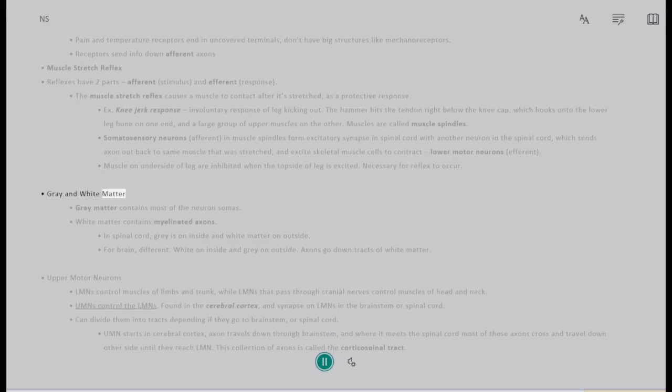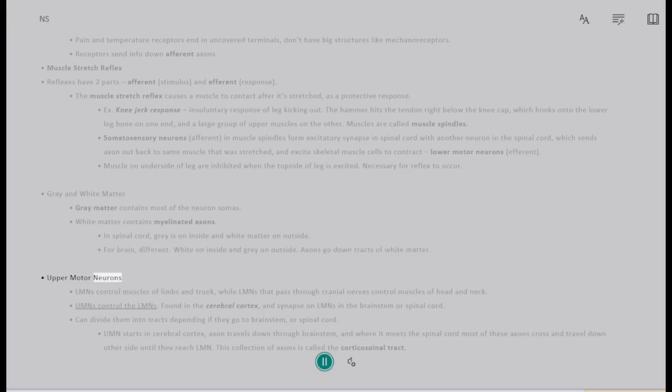Gray and white matter. Gray matter contains most of the neuron somas. White matter contains myelinated axons. In the spinal cord, gray is on the inside and white matter on the outside. For the brain, it's different: white on the inside and gray on the outside. Axons go down tracts of white matter.